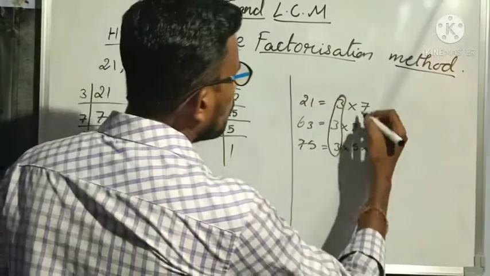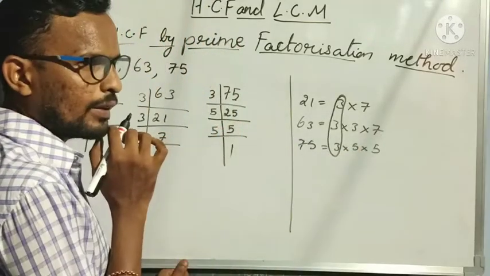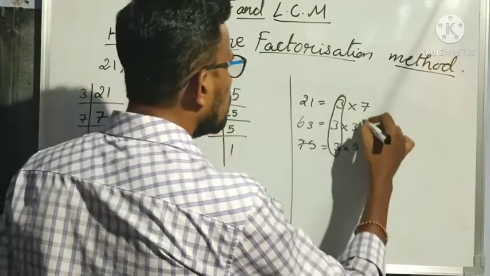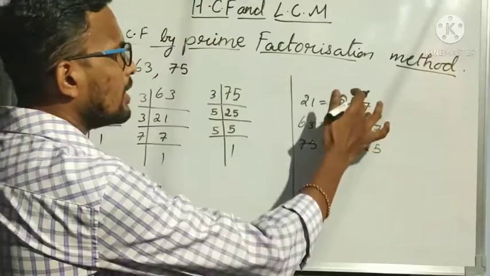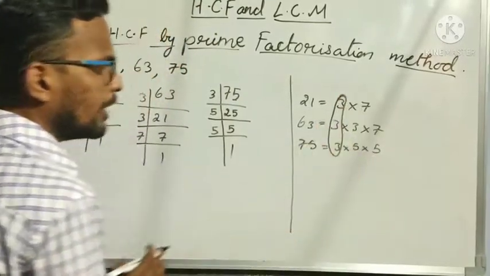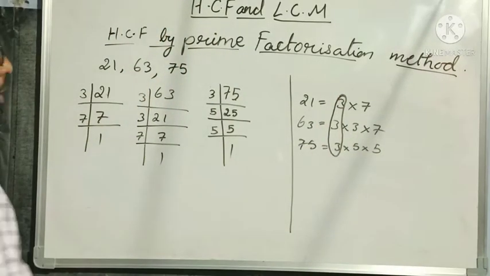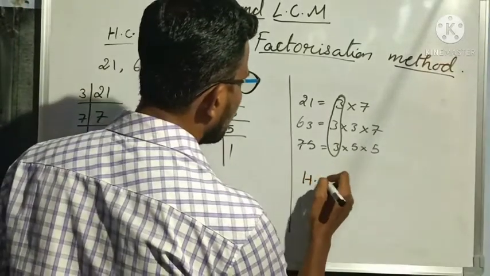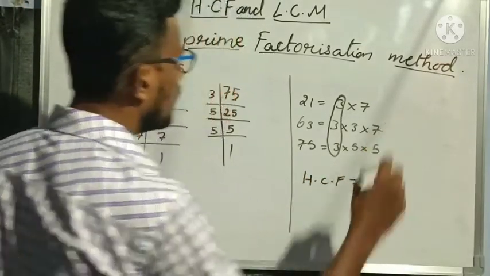And 7 is common only in two numbers. So we should not take 7 there. Understood? Two numbers common is there means we should not take. Always we have to take 3 numbers common definitely. Clear? Then only we will get the HCF. So HCF is equal to 3.